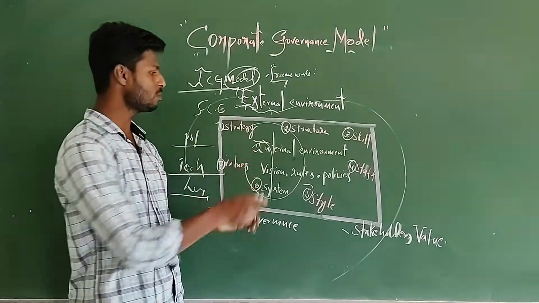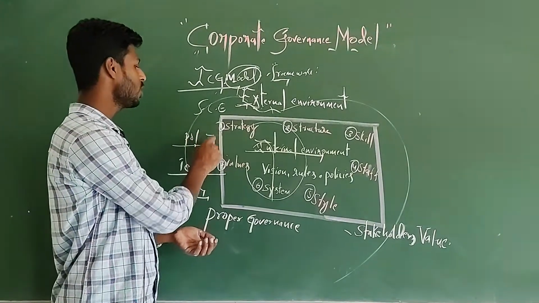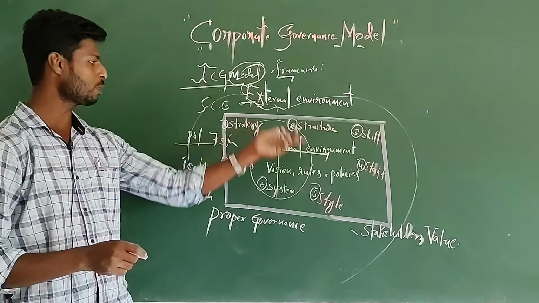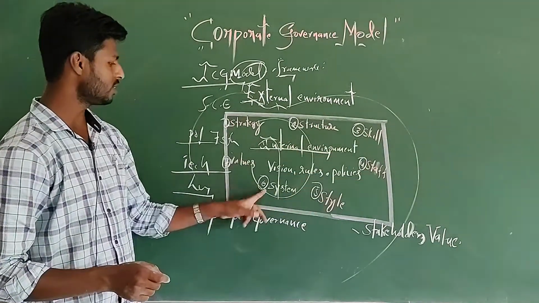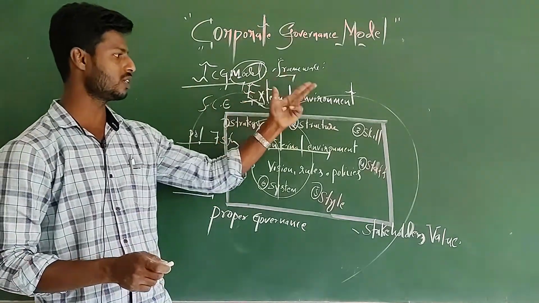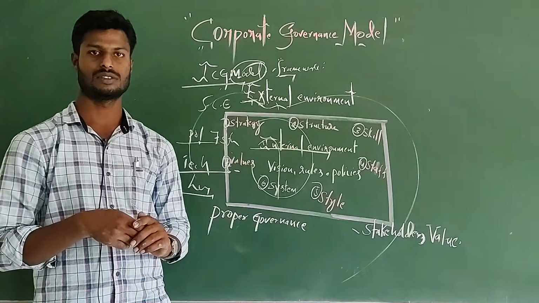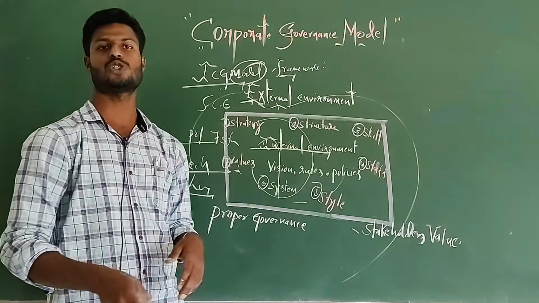Dear students, let us come to know internal environment. In internal environment, McKinsey's 7S framework. The McKinsey's 7S framework: strategy, structure, skill, staff, style, system and shared values. All these should be very proper and very strong in the organization.